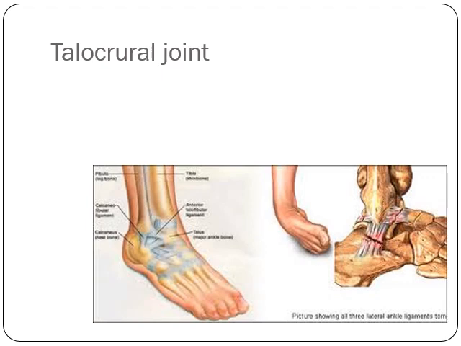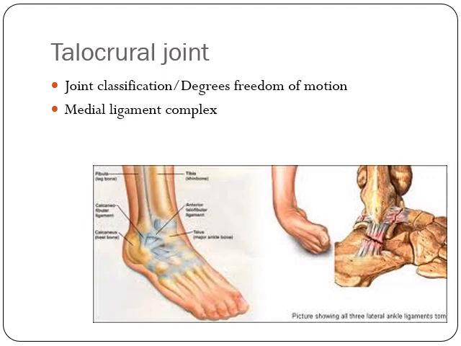So looking at the talocrural joint, or our ankle joint. So again, we're looking at the actual ankle joint. You have to separate the ankle joint from the subtalar joint. The joint classification of the ankle joint is a hinge joint with 1 degree of freedom of motion. Remember, we're only looking at dorsiflexion and plantar flexion up at the actual ankle joint. So you have the medial ligament complex, which is very strong. It's also known as the deltoid ligament, if you remember from functional anatomy. You basically have 4 ligaments that make up that medial ligament complex, and it's much thicker and stronger than the lateral ligament complex.